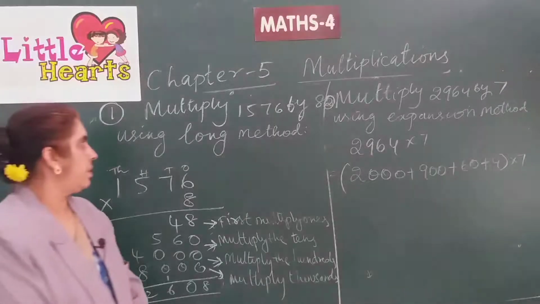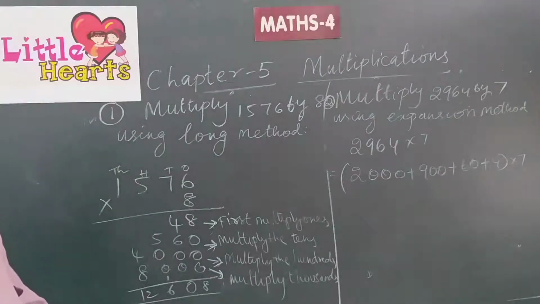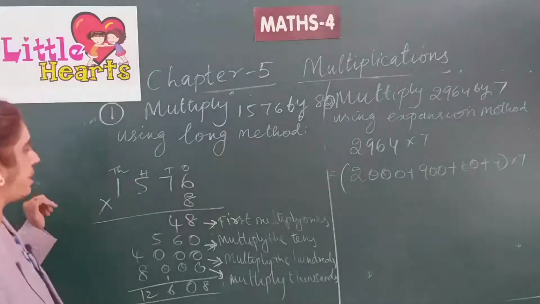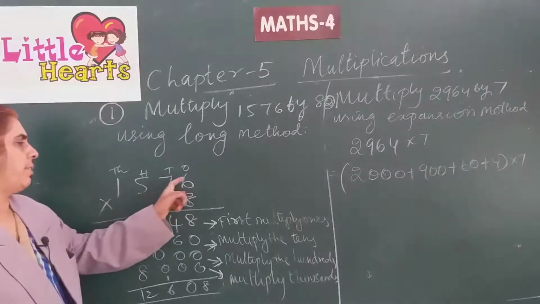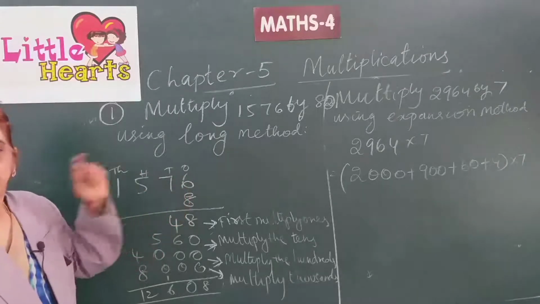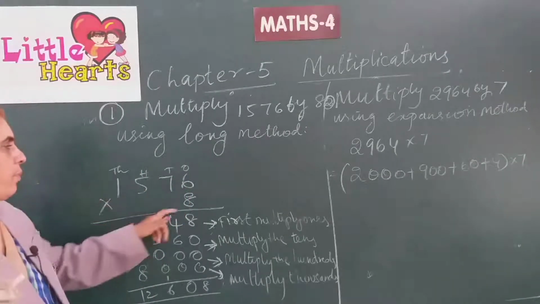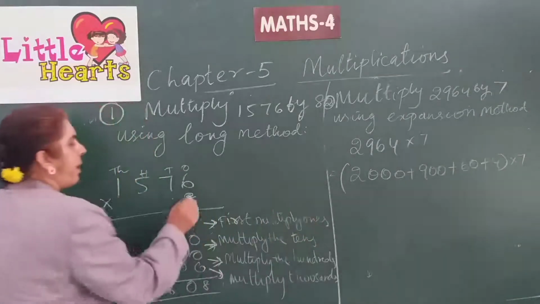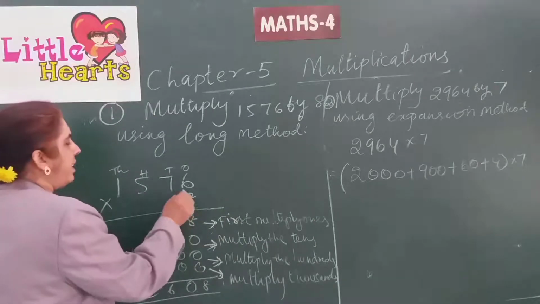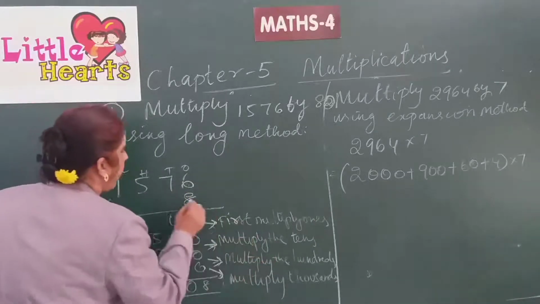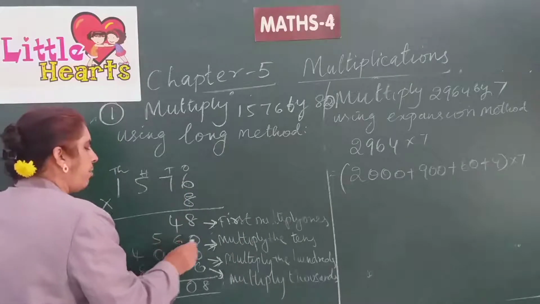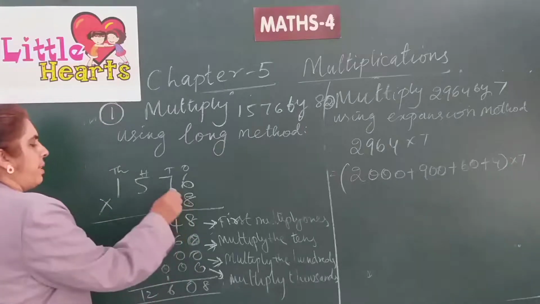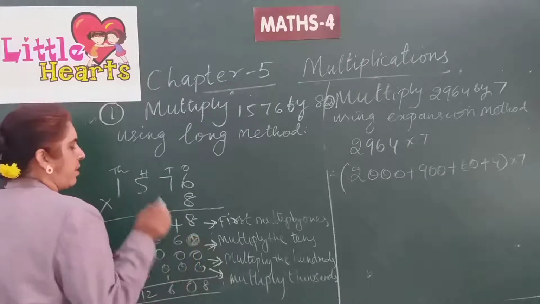Yes, children, this is multiplication of a 4-digit number by a single digit number using the long method. I will tell you what the long method is. 1576 into 8. First, always start multiplying with the ones place digit. 8 sixes are 48. First multiply ones. 8 sixes are 48. Next, multiply tens. 8 sevens are 56. Keep the ones place digit vacant or 0. This should be left.